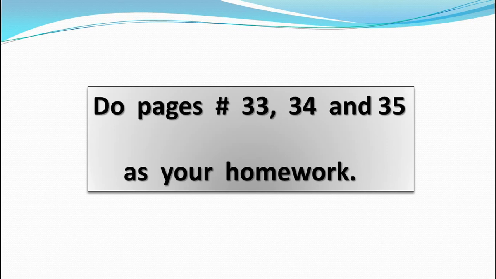So students, hopefully you understood today's lesson. Now your homework is to attempt page numbers 33, 34 and 35 in your book.